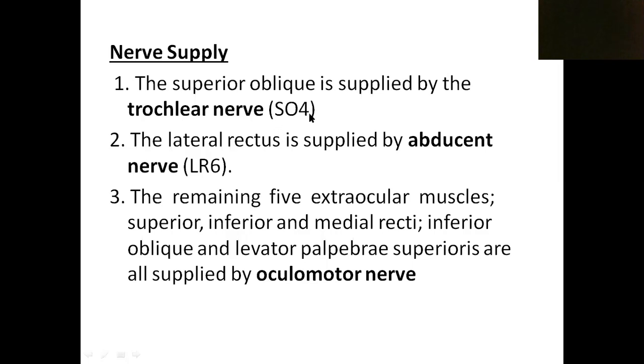SO4 means the superior oblique is supplied by the fourth cranial nerve. Then LR6, the lateral rectus, is supplied by the sixth cranial nerve. Then all other muscles are supplied by the third cranial nerve. So SO4, LR6, remaining 3. Okay.